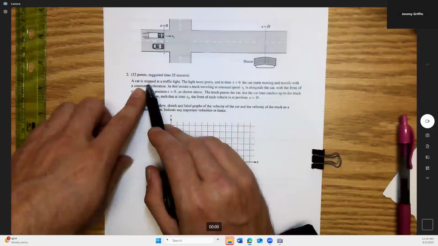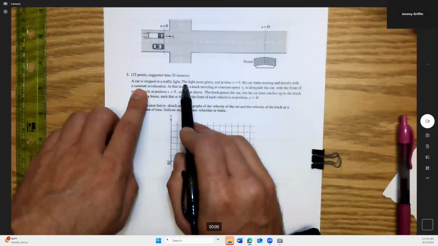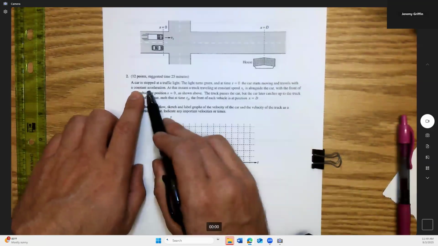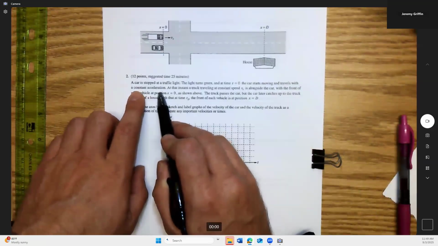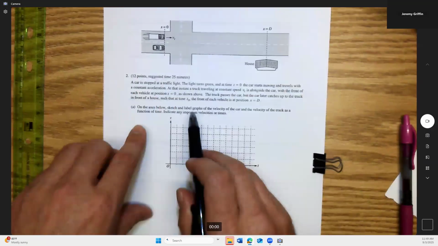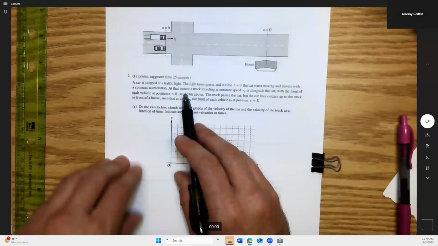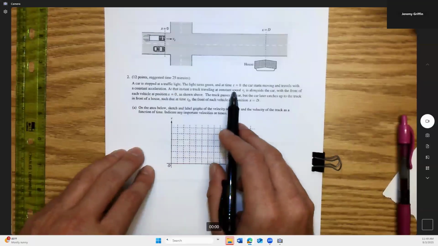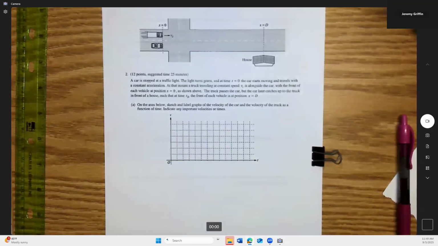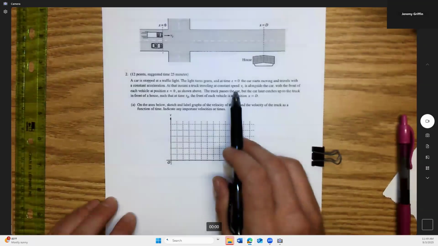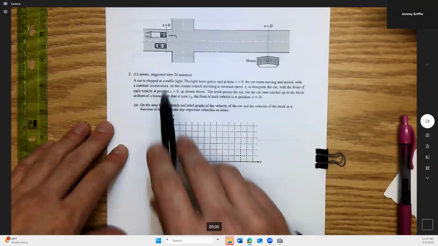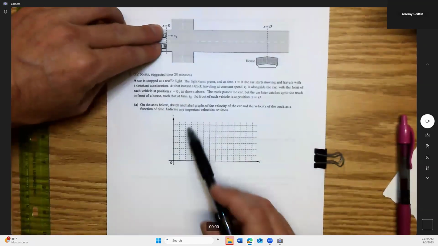It says a car is stopped at a traffic light. The light turns green, and at time t0, the car starts moving and travels with constant acceleration. So the car's just sitting there, the light turns green, it speeds up, starting from rest. At that instant, a truck traveling at constant speed, v sub t, is alongside the car with the front of each vehicle at position x equals 0 shown above. You guys see this dash line marked x equals 0?